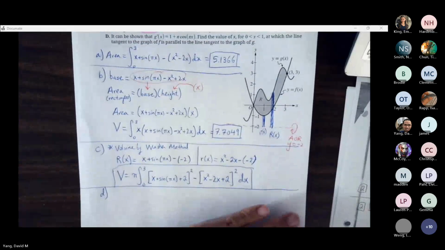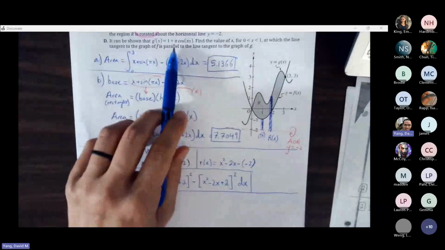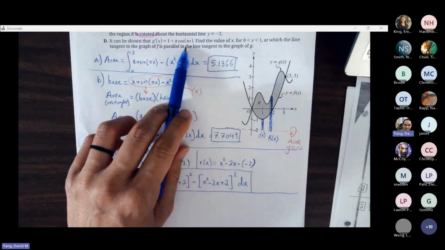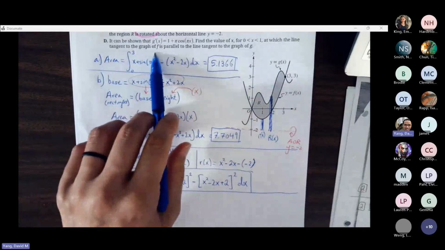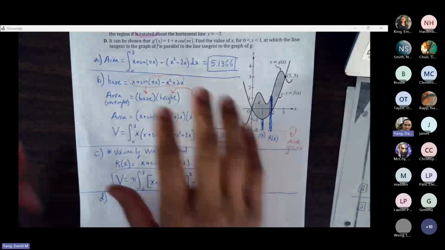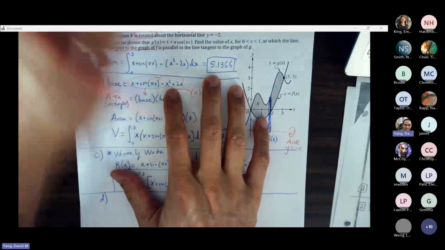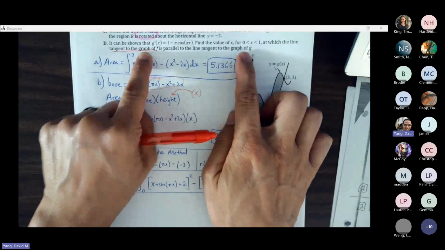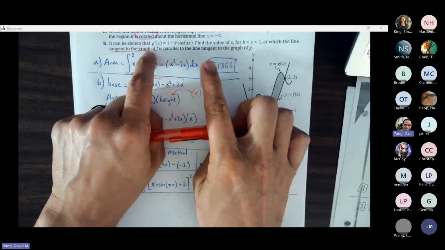Part D, it can be shown that g prime, which is 1 plus pi cosine of pi x. They're giving us g prime. Find the value of x between 0 and 1 at which the line tangent to the graph of f is parallel to the tangent of the graph of g. So basically, tangent of graph of f is basically f prime. Tangent to the graph of g is basically slope involving g prime. So we simply have to figure out when is f prime equal to g prime.